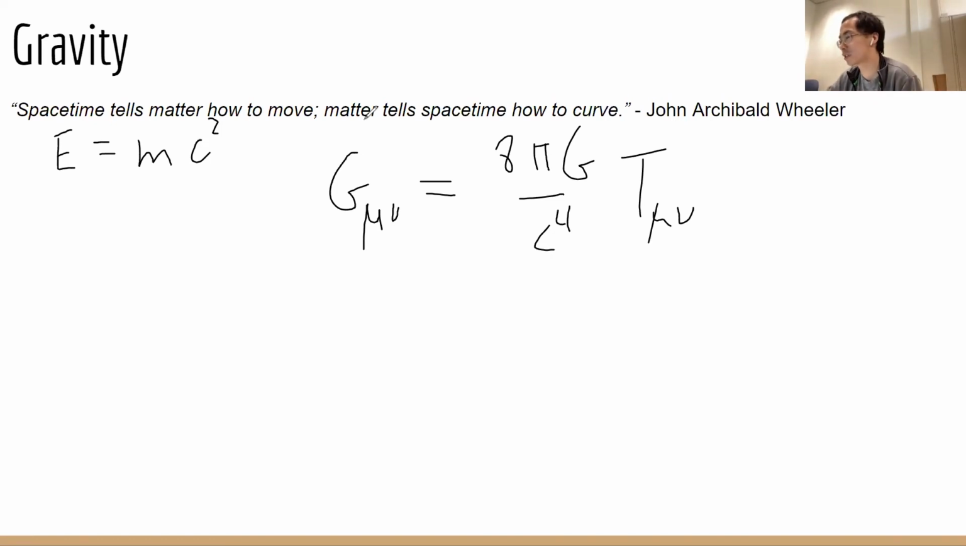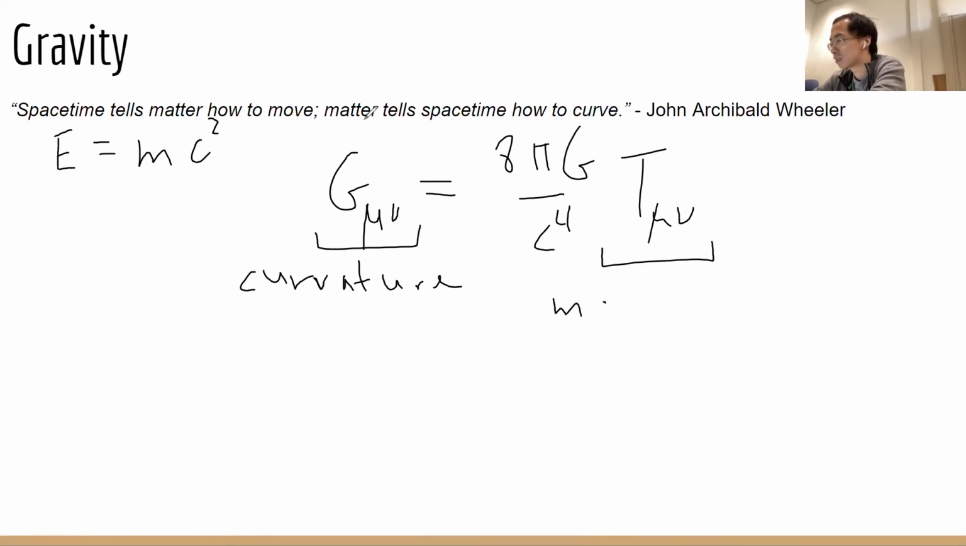But this expression looks a little bit complicated and a little bit opaque. But what it actually means is pretty simple. So the left hand side is something which we call the Einstein tensor, but you can sort of think of it as the curvature. And then the thing on the right is something called the stress energy tensor, but you can sort of think about it as the mass or energy, which is somewhere.